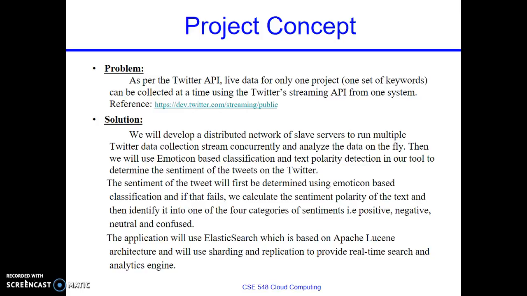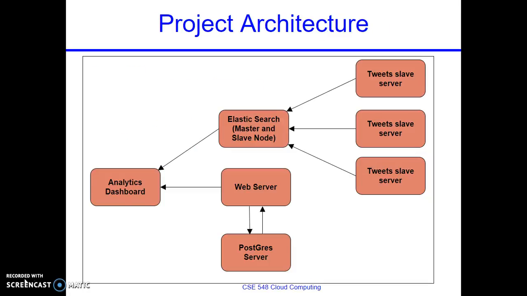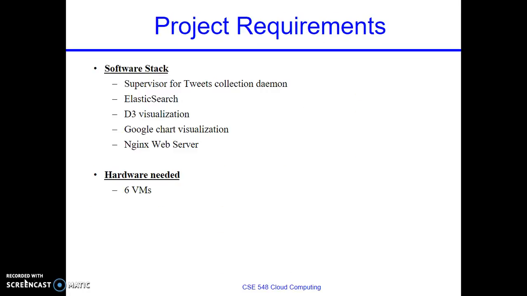Now I'll go ahead and talk about the different things used in the project. One of them is Supervisor, the package we are using in order to daemonize the tweet collection process. Then we have Elasticsearch, D3 visualizations, Google Charts, and the Nginx web server that serves our web pages. We are using 6 virtual machines: the first is the analytics dashboard, the second is the Elasticsearch master, the third is the Elasticsearch slave, and the remaining 3 are data collection nodes.